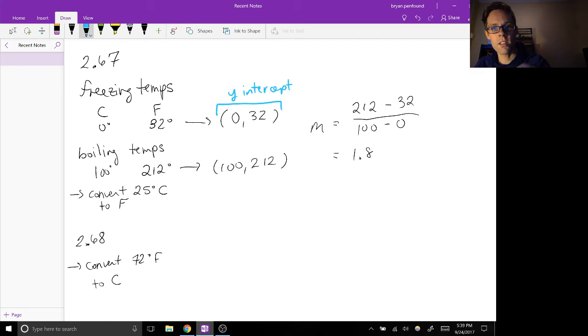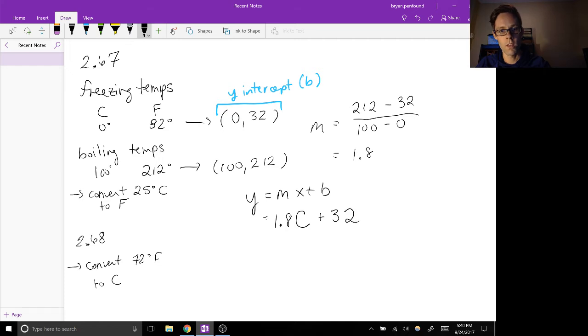So if you're paying attention, this is our b value if we use mx plus b form. Okay, so the only thing that we need to be careful of here is what is x and what is y. So in our ordered pairs, the Celsius value came first, so I'm going to replace the x with a capital C. Our slope was 1.8, and our y-intercept was 32.